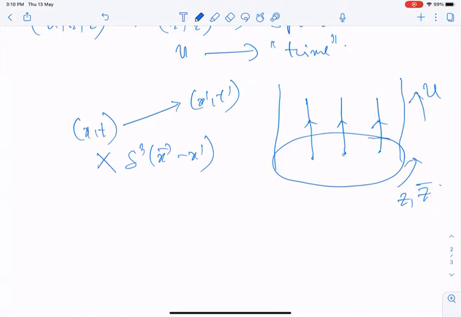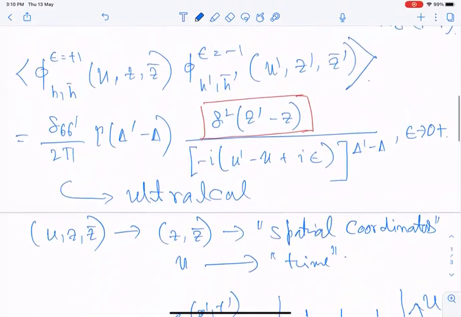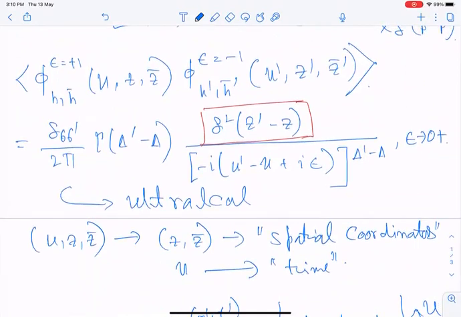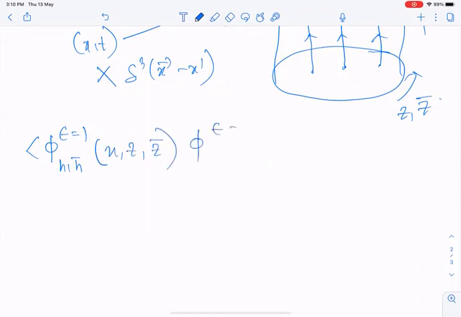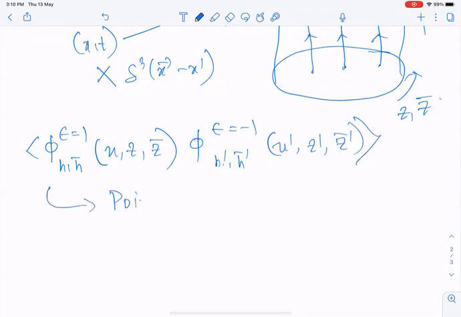Now, what is the consequence of this ultra locality on Scri plus? If you look at this 2-point function, we know that it has the standard Poincare invariance. That is built in. So this, of course, is Poincare invariant.